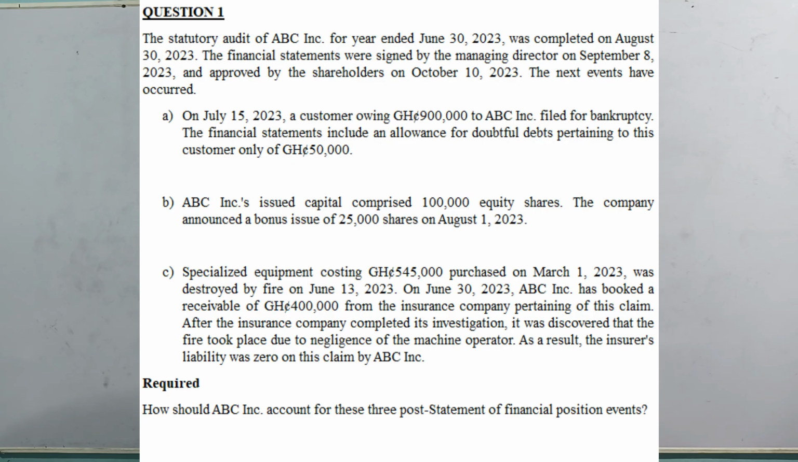C. Specialized equipment costing 545,000 Ghana cedis purchased on March 1st, 2023 was destroyed by fire on June 13th, 2023. On June 30th, 2023, ABC Incorporation has booked a receivable of 400,000 Ghana cedis from the insurance company pertaining to this claim. After the insurance company completed its investigation, it was discovered that the fire took place due to the negligence of the machine operator. As a result, the insurance liability was zero on this claim by ABC Incorporation.